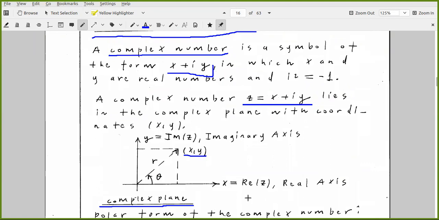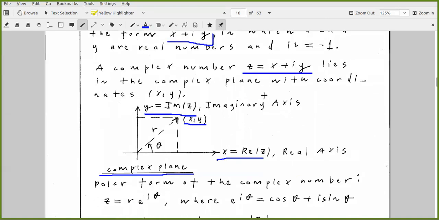Now x is the real part. It's shown on the real axis or the horizontal axis. And this y is another real number. It's named the imaginary part of the complex variable or the complex number. And you can show a complex variable either in Cartesian form or in polar form.